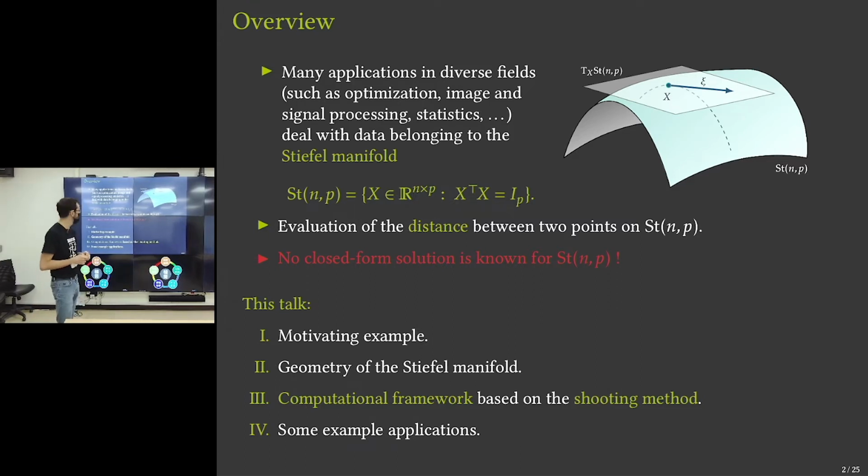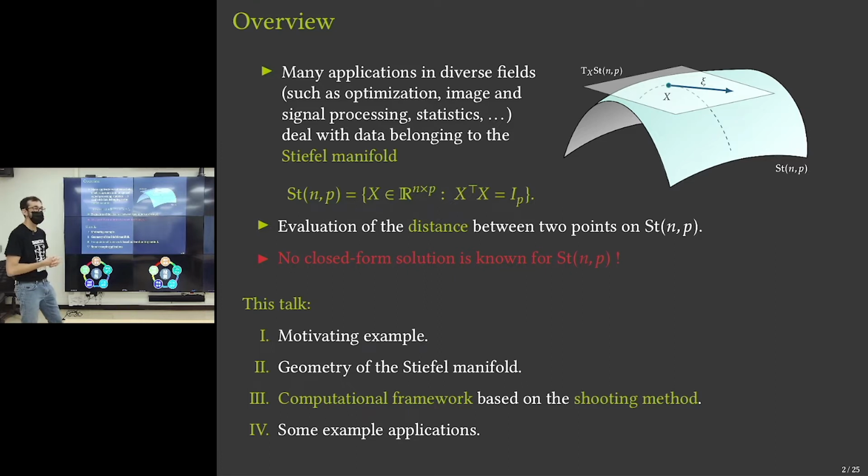So for the general case, there is no closed form, but if n is equal to p, it coincides with the orthogonal group, and in this case there is a closed form solution. And also if p is equal to 1, it reduces to the unit hypersphere in R^n. So in the special cases there are, of course, explicit formulas available, but not for the general case.